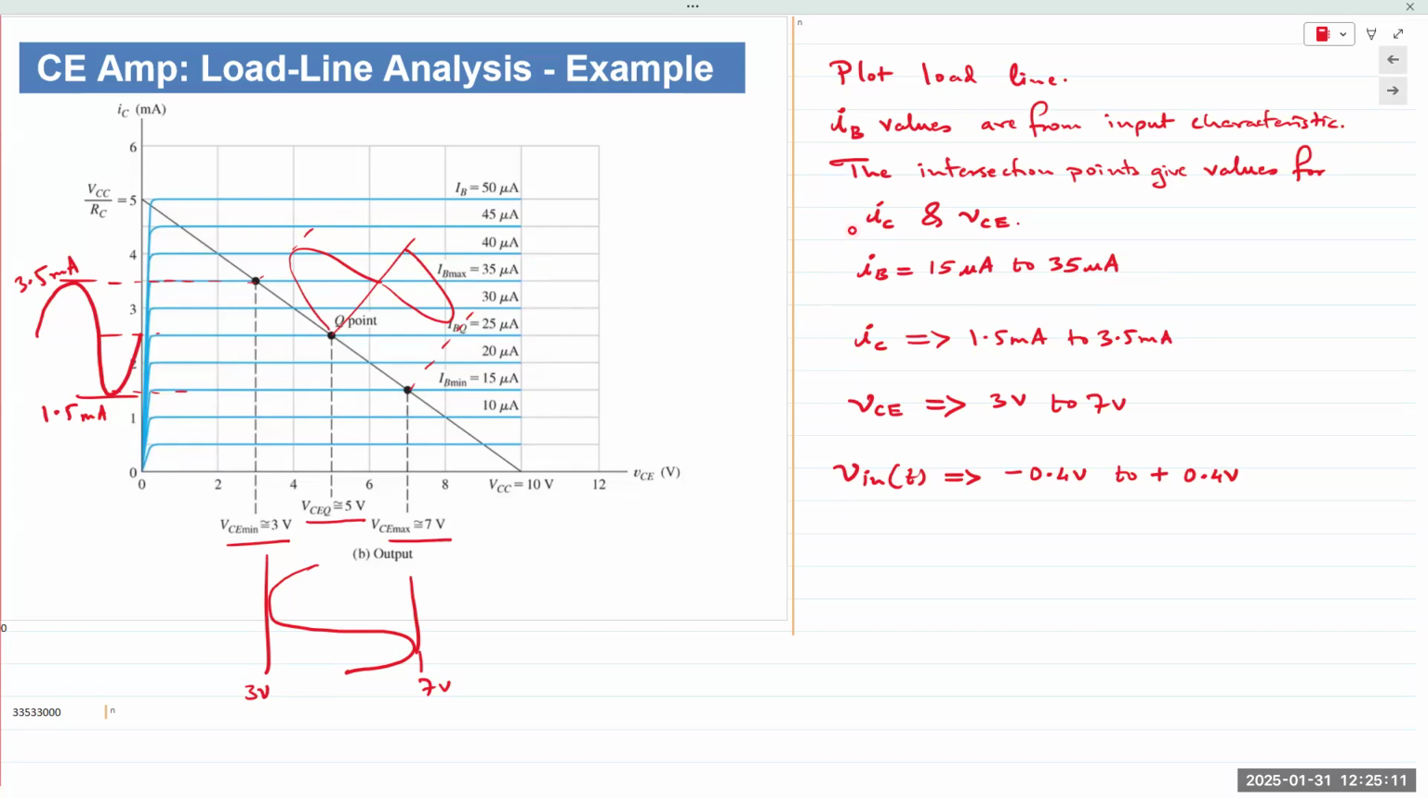Remember, the output characteristics are basically a set of data points. There is one set of data points for each IB value. For each value of the input base current, you have a data set of IC as a function of VCE. So 15, 25, and 35. We find those lines and we find the intersection point at the output.